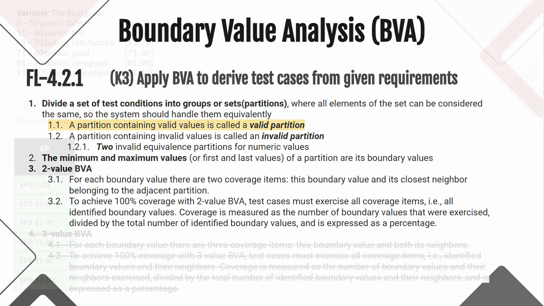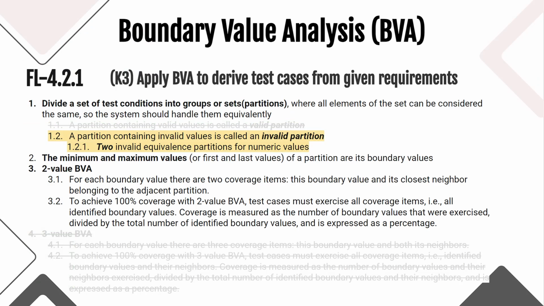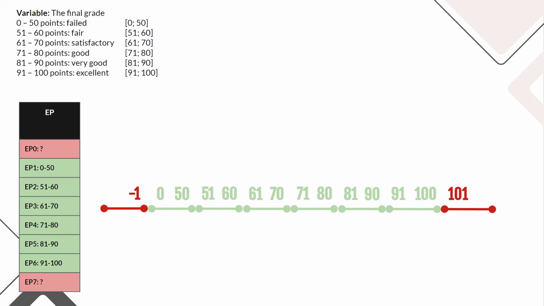Our variable is the final grade, and there are 6 grades. Drawing the axis of variables and determining valid partitions is not a problem. The problem occurs again in the second step. Definition of invalid equivalence partitions. There must be at least 2 partitions, unless otherwise specified in the question description. Accordingly, we can define invalid values from -1 and less, and from 101 and more.